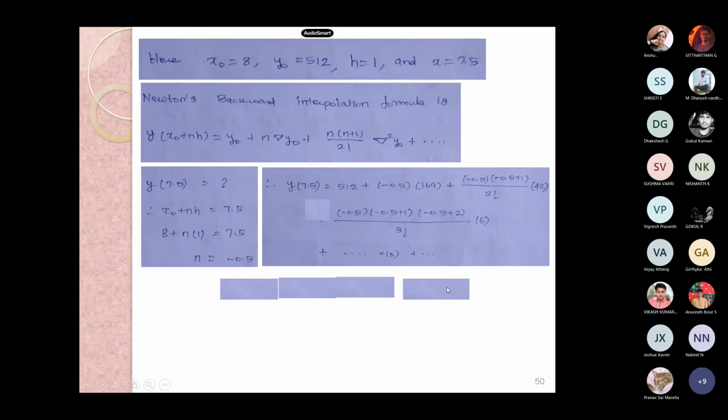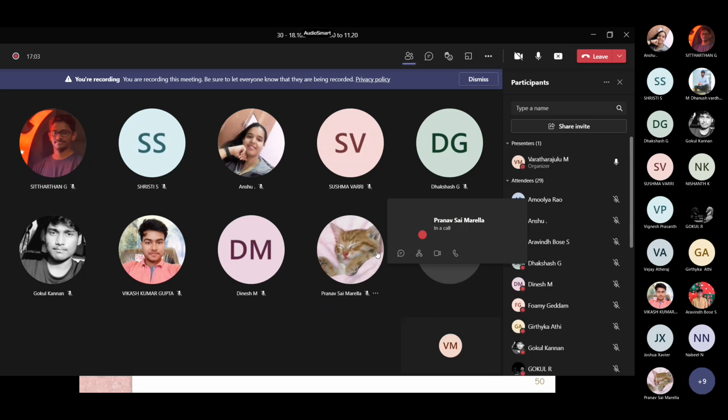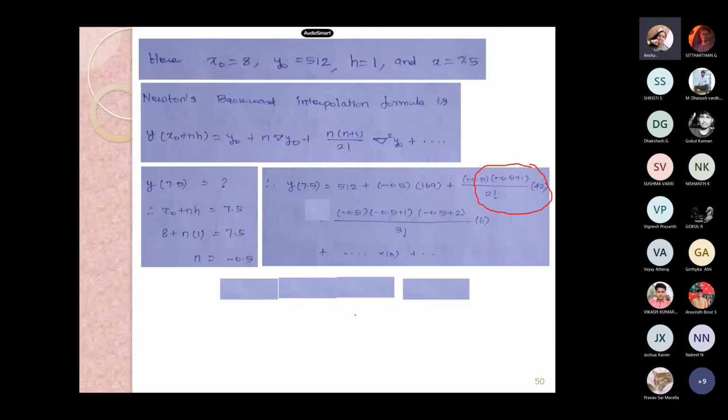What is the value of this particular term? Someone, please unmute your mic and tell me the answer. Minus 0.5 into minus 0.5 plus 1 into 42 divided by 2 factorial. 5.25. Very good, 5.25.